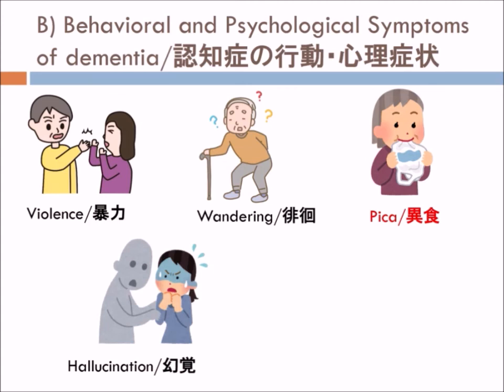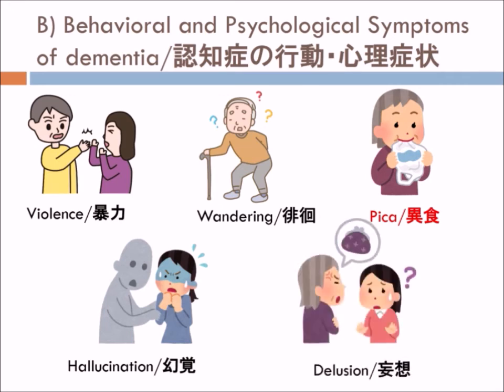One of the psychological symptoms is hallucination. Hallucination refers to a state in which a person feels something that doesn't actually exist. Delusion. Delusion refers to a state in which a person believes something that is not real.